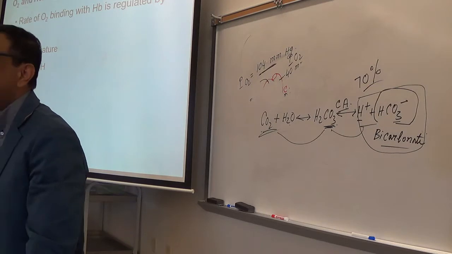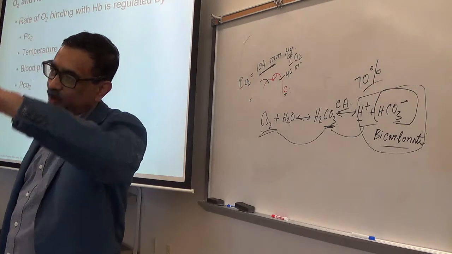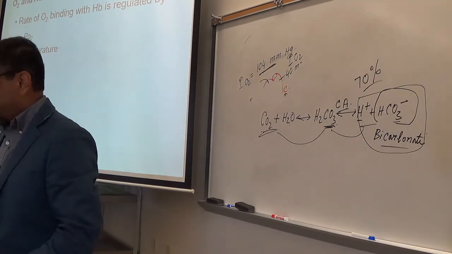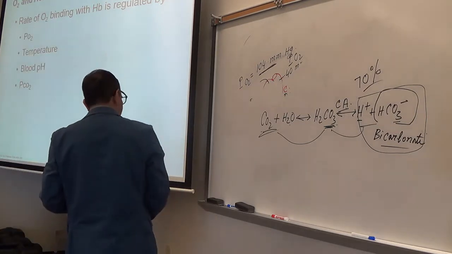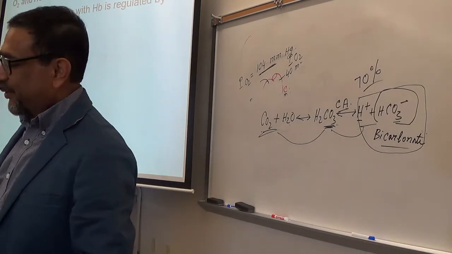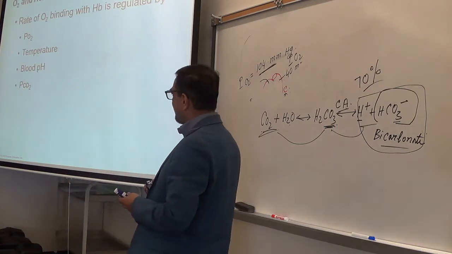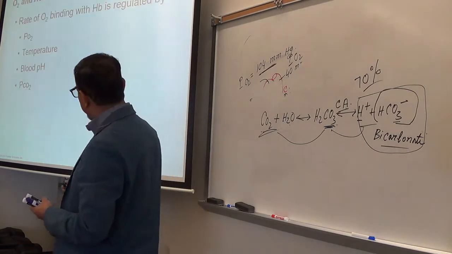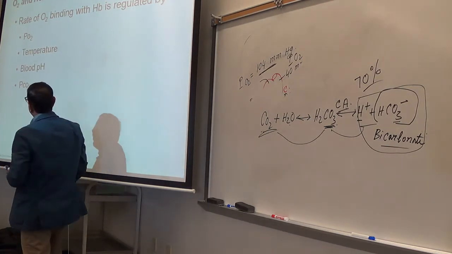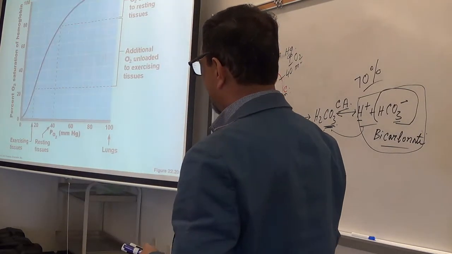Temperature: if the temperature increases, binding will be less, saturation will be less. And blood pH: if the pH is less, that means acidic, and that will cause less binding. So only increased oxygen pressure will increase binding, the others will decrease the binding.